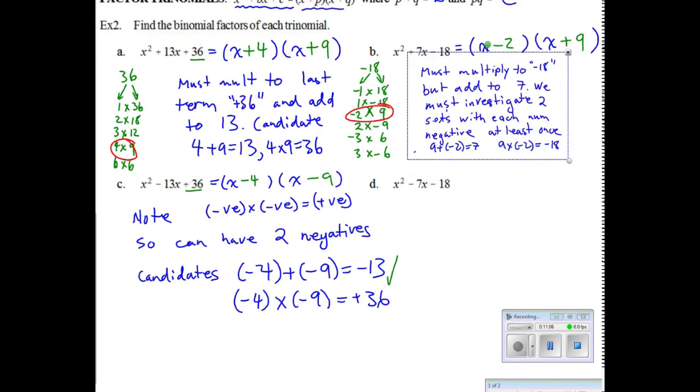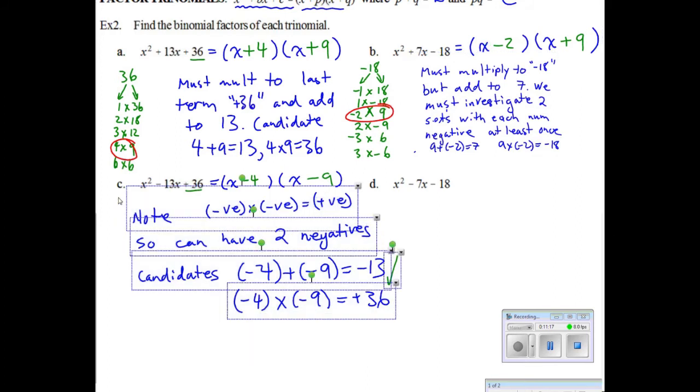For the last problem, we've got x squared minus 7x plus 18. So just give me a moment while I resize my screen.